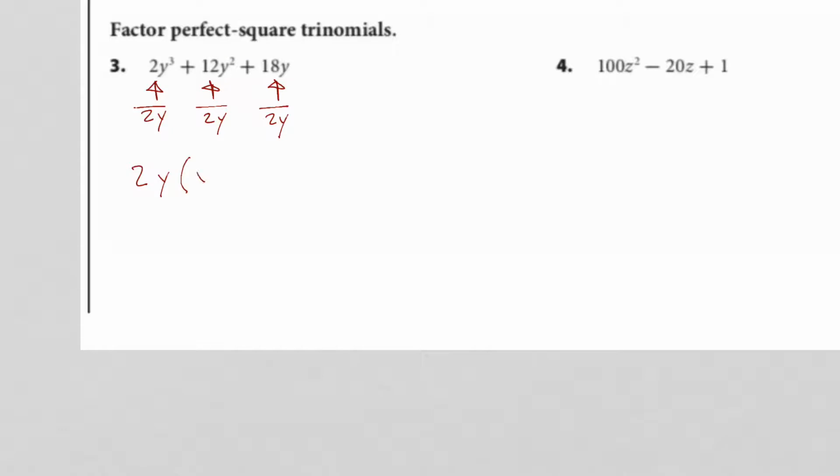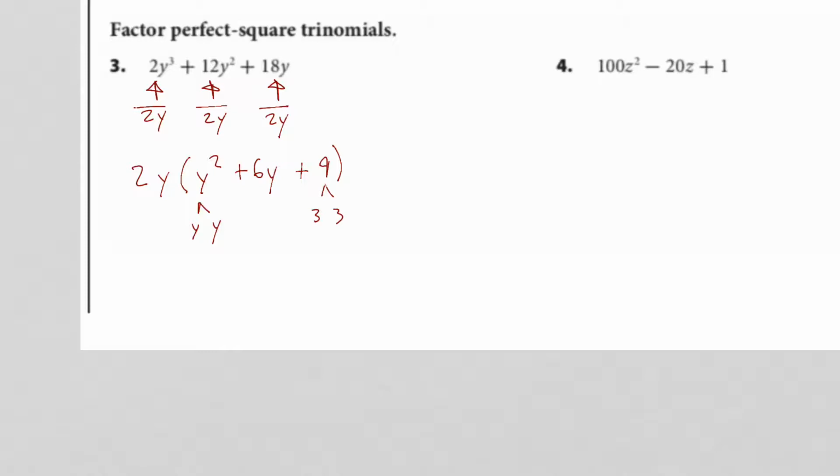And then on the inside, it's going to be y squared plus 12y plus, oh, I forgot to divide by 2. It's not 12y. It's 6y plus, and then 18 divided by 2 is 9. So that's a lot more manageable. And then hopefully you can recognize, hey, that's the square of y times y. And hey, that's the square of 3 times 3.